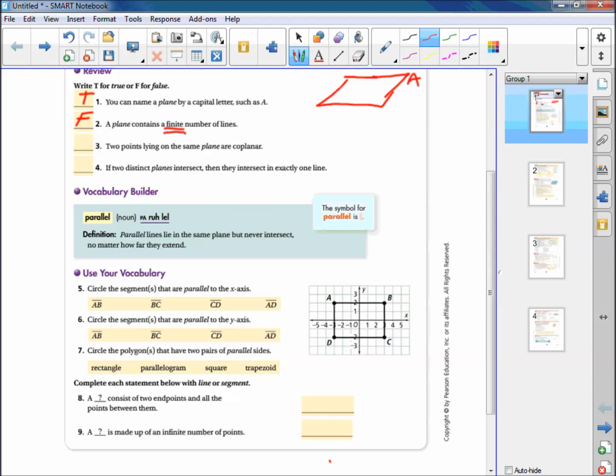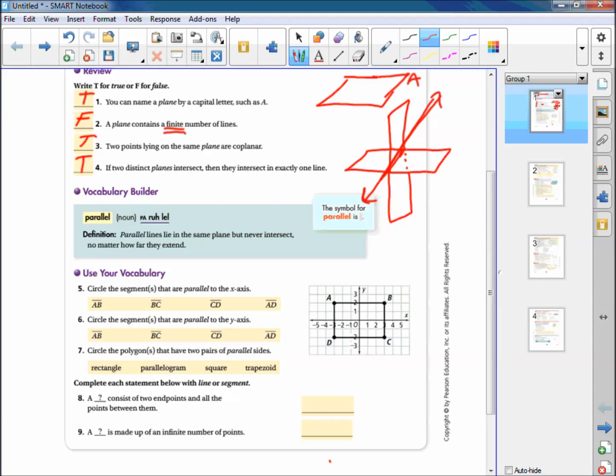All right, two points lying on the same plane are coplanar. This is true. That's the definition of coplanar, things that lie on the same plane. And if two distinct planes intersect, then they intersect to form exactly one line. Let's draw a picture of that one again. So there's one plane, and here's another one. Okay, and they're going to intersect at this line right here. Of course the planes go on forever, but that line also goes on forever. So this is true again.